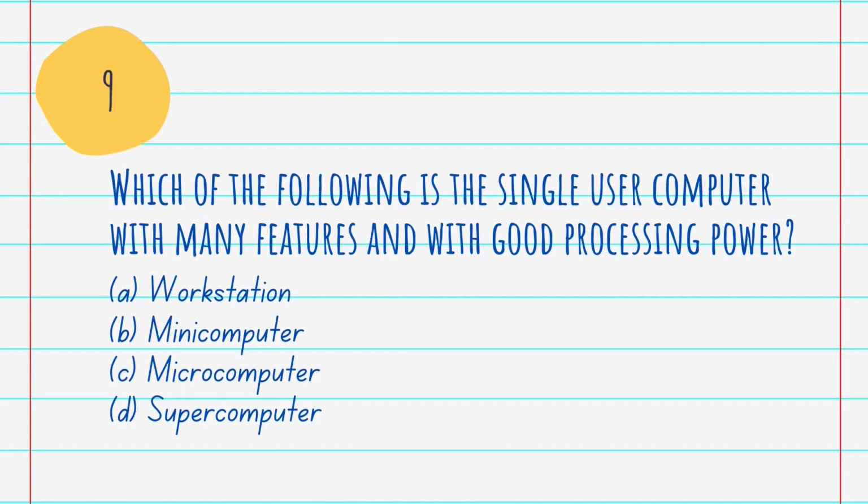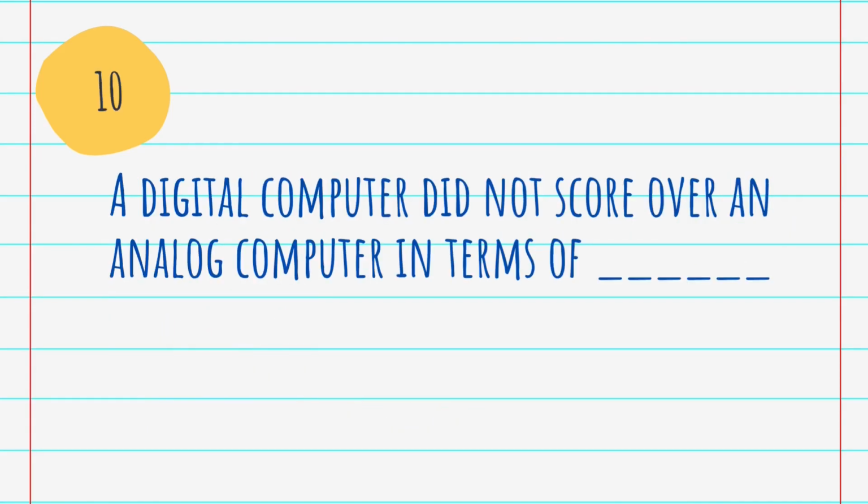Question number 9. Which of the following is the single user computer with many features and with a good processing power? A. Workstation, B. Mini computer, C. Microcomputer, D. Supercomputer. And the answer is A. Workstation. Workstation is a powerful computer. It's like a personal computer but with a more powerful microprocessor and generally a better quality monitor. Unix and Windows NT are the most common operating systems for these workstations, and they are primarily intended for use by one person at a time and are commonly connected to a local area network. Run multi-user operating system.